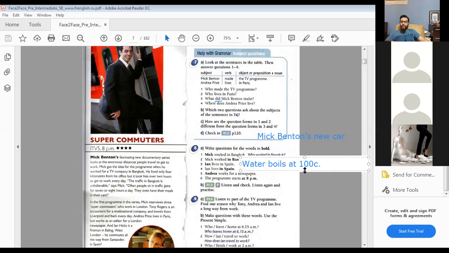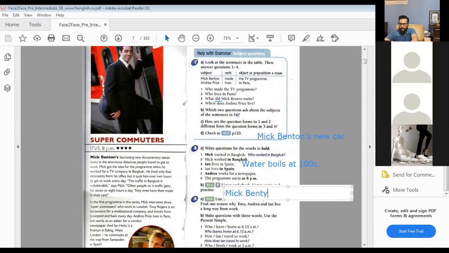Okay. Now, what's the difference between this: water boils at 100 degrees centigrade, and this example when we say Mick Benton made a TV series? What do you think the difference is, in your opinion? What's the difference, Mohammed, in your opinion? What about the sentences? The two sentences are facts. What do you think, Malak and Hind? What do you think the difference between these sentences is? Or let's use another sentence, okay? Let's use an easier one.